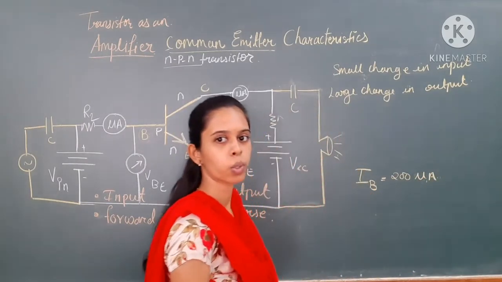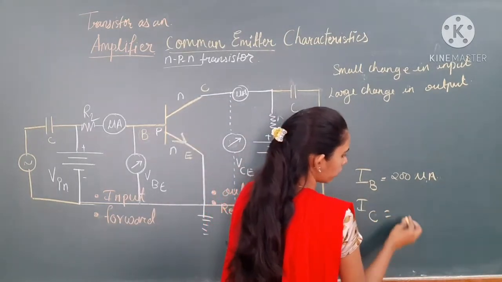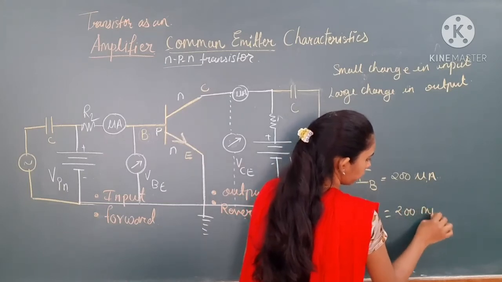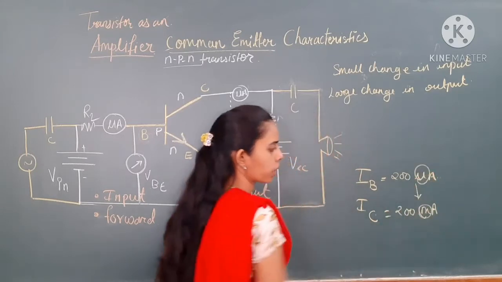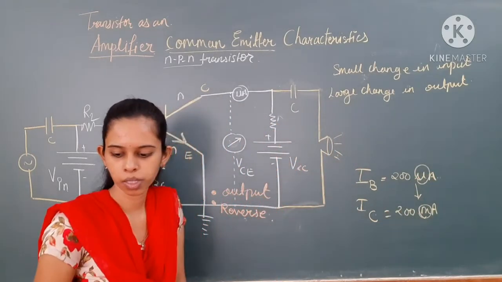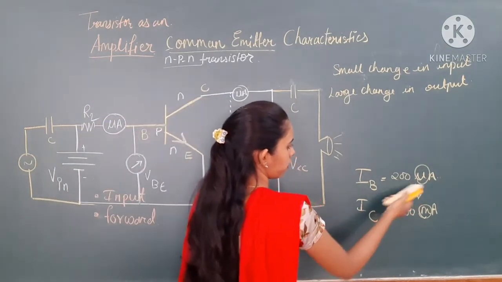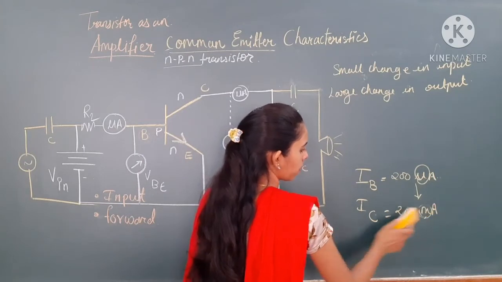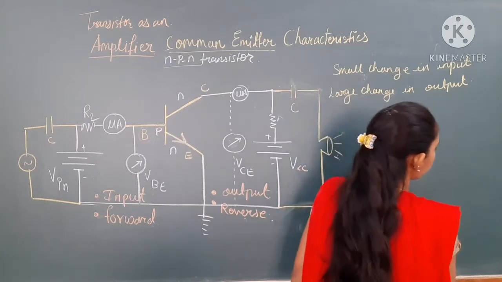If the input is about 200 microampere, then you will get an output current of about 200 milliampere. So you can see milliampere and microampere. Thus, due to this, what is happening? If you give the input in microampere, you will get the output in milliampere. So this is a big, drastic change in the output current.